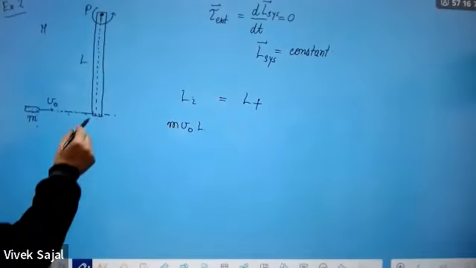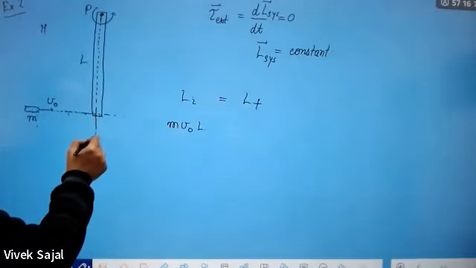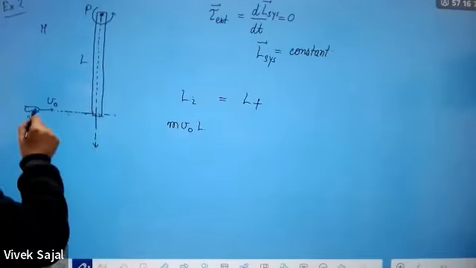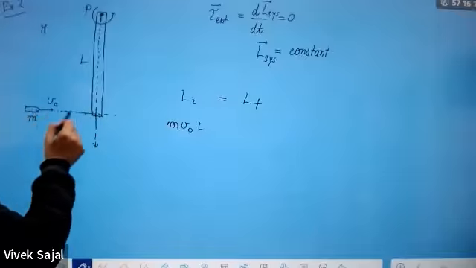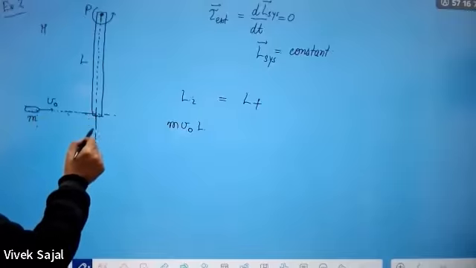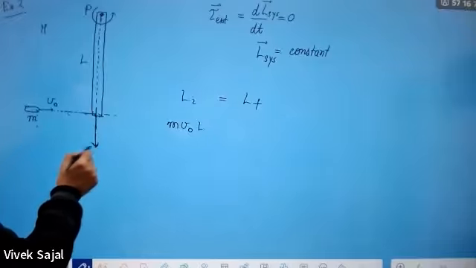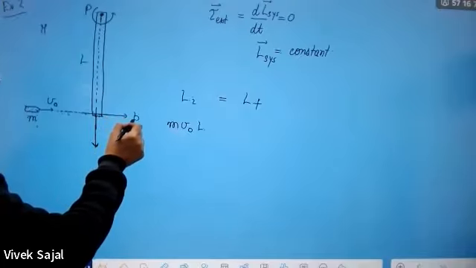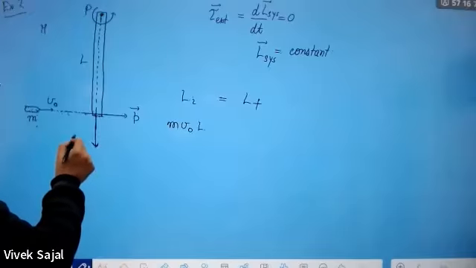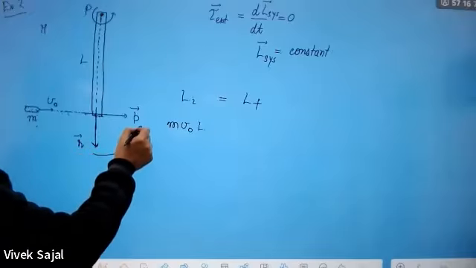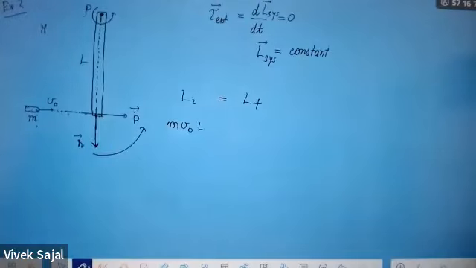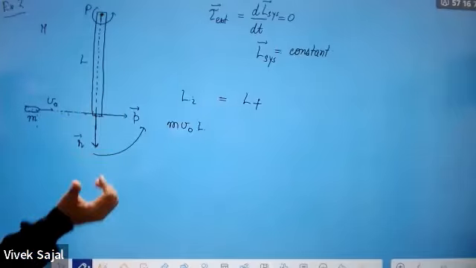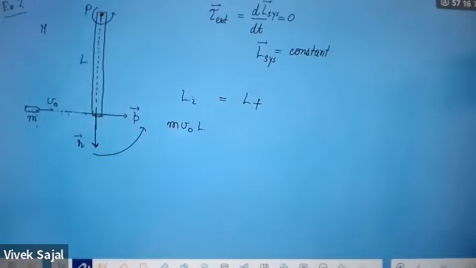What will be the direction of possible rotation? This is the r vector when it is going to hit here. Try to understand, when it is hitting here, this will be the direction of the r vector at the time of collision. Second, the direction of momentum will be in this direction. This will be P, this will be R. So in this direction, possible rotation will take place, and the angular momentum will be in the outward direction. So this is the initial angular momentum.